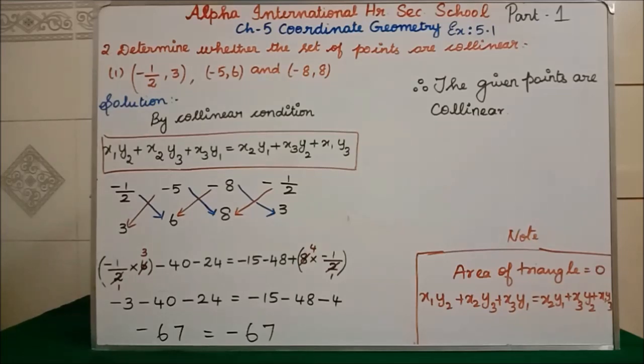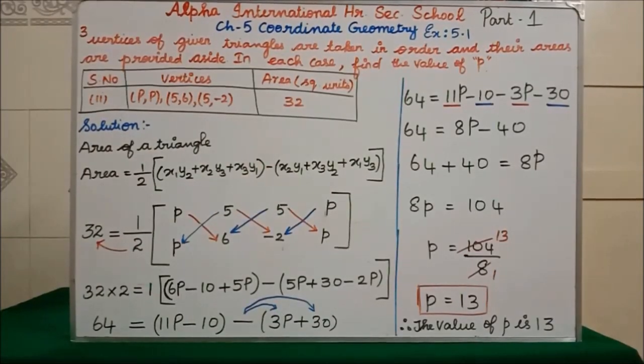Now we will see the third question. Next we are going to see the third question. Vertices of a given triangle are taken in order and their areas are provided aside. In each case, find the value of P. So in the third question they have given two subdivisions. I am going to do the second subdivision. You are going to try the first subdivision.